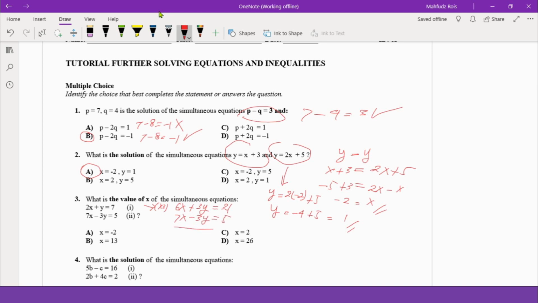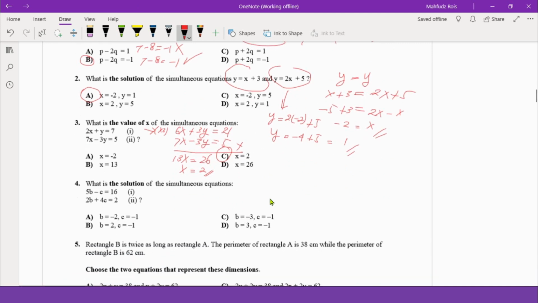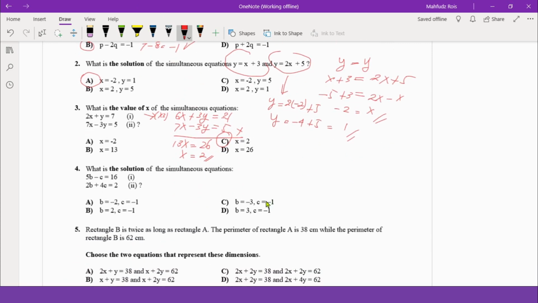Now, here the coefficient is already the same, but the sign is different, so we can add, right? If we add, it will be 0 for y. And for x, it will be 13x, right? And this one 26. So here x will be 26 divided by 13, which is 2. So the answer is C, x equals 2. All right, so this is number 3. We can solve by elimination. Still easy so far.